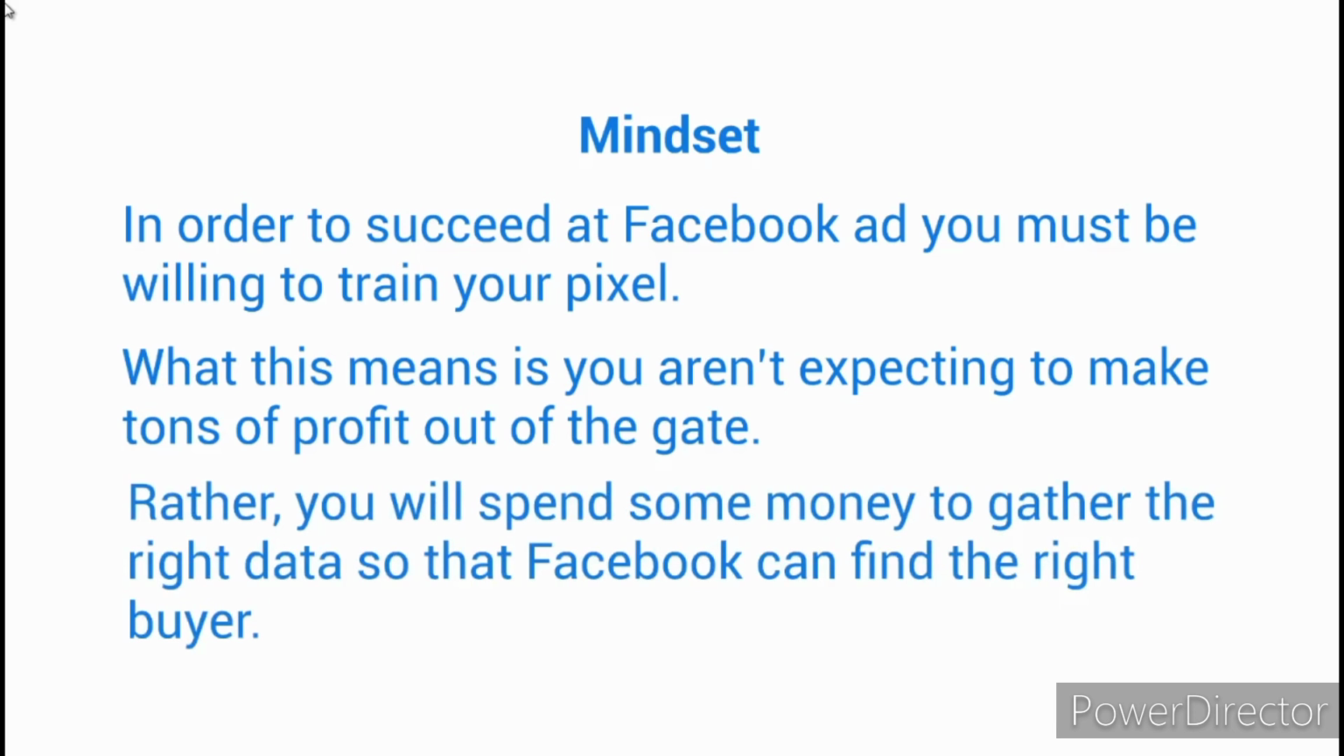So training a pixel basically means that you get traffic to your website where the pixel is located, and Facebook is able to figure out what kind of traffic is coming to your site, and of course what kind of traffic is buying your product. So who is considered a lead and all of that. And then in the future, you can create a lookalike audience, and then Facebook will go out in their database and will be able to figure out who they can target and who is most likely to become your lead. So rather, in this case, you're going to be spending some money to gather the data so that Facebook can figure out the right buyer.